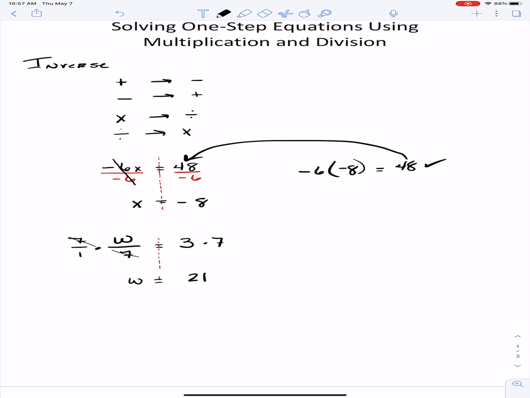We can check our answer. Let's substitute 21 in for W. 21 divided by 7 is equal to 3. Let's do a few more problems.